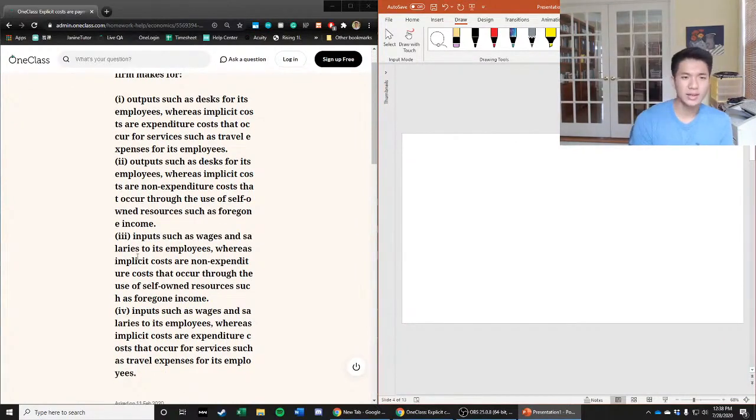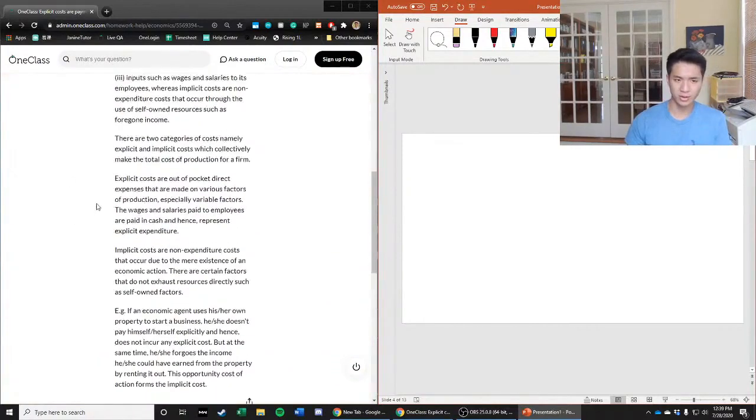Now 3 says explicit costs are inputs such as wages and salaries for employees, which is true. And they also talk about implicit costs as non-expenditure costs occurring through the use of self-owned resources such as foregone income. And this is also true, right? As foregone income is definitely an opportunity cost of pursuing some sort of venture. So let's just check number 4 to make sure. 4 says inputs as well, and it says implicit costs are expenditure costs that occur for services such as travel expenses for employees. Again, that's something that you could objectively bill onto an accounting book. So that's not really going to be implicit, it's more so explicit. So 3 is still going to be the best answer here.